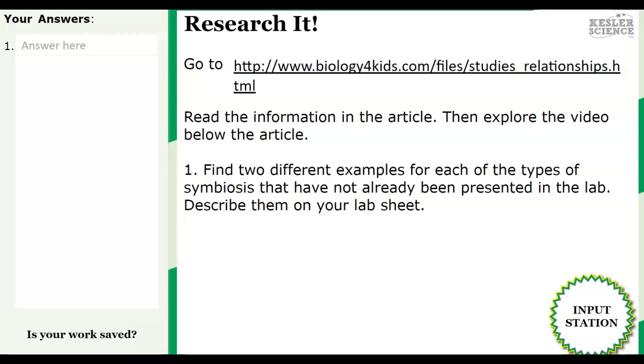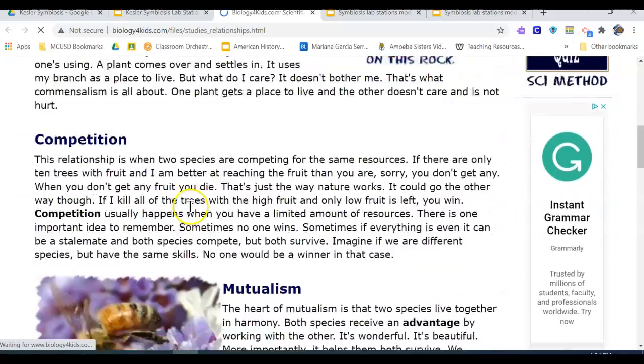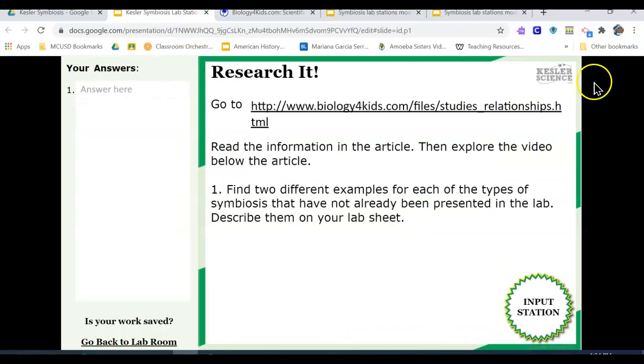You're going to go to this website, research it, read the information on the article, explore the video below the article. So if you go to this, you will see that here's information that you need, and then there is a video. Watch the video as well.